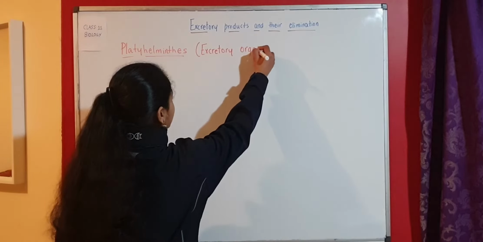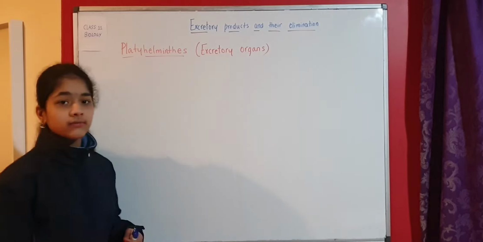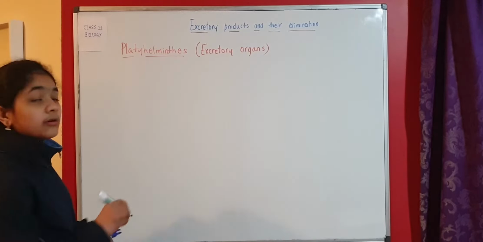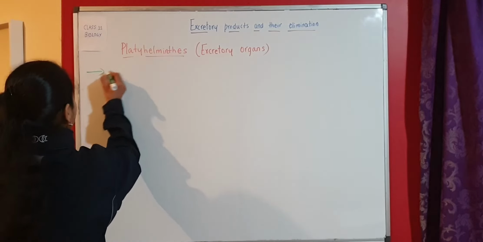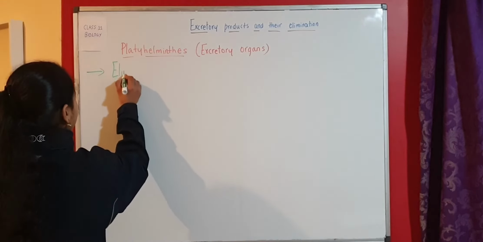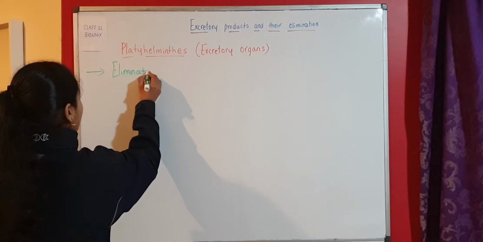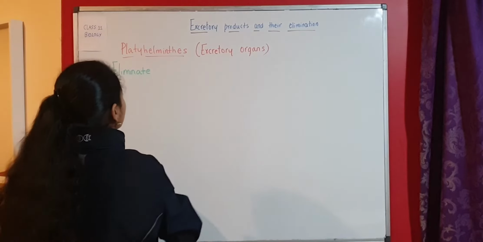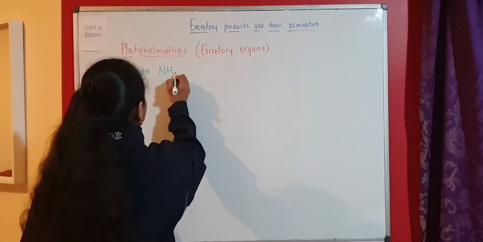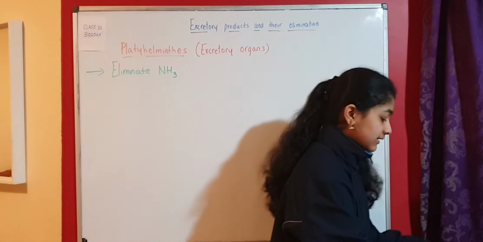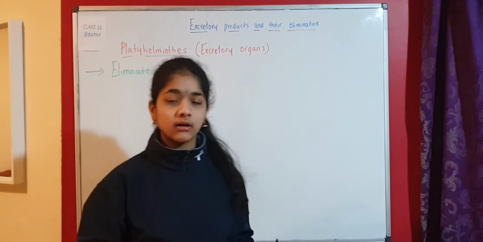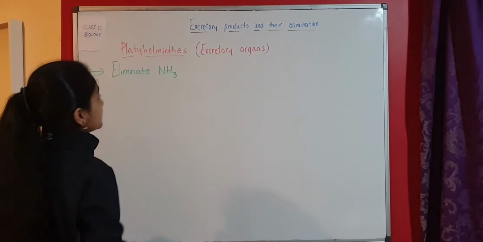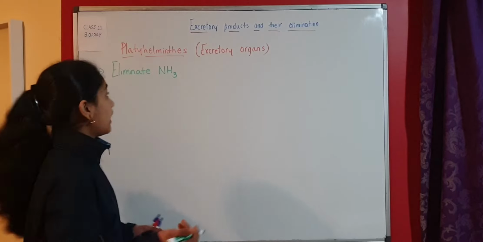The excretory structures which are present in these animals, those are platyhelminthes. First, let's talk about their excretory product. What do they eliminate? They eliminate ammonia, NH3. That means we can say that they are ammonotelic. Ammonotelic organisms are the organisms that excrete ammonia. So these platyhelminthes are also ammonotelic because they excrete ammonia.